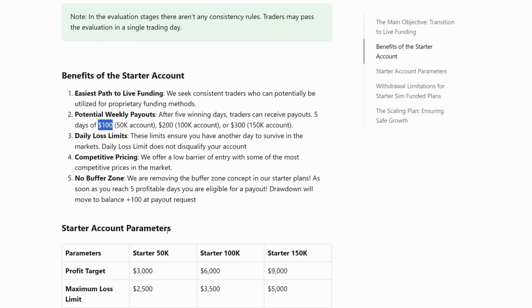Now, something else that makes this account very, very appealing, no buffer zone, which means you don't have to make, let's say, $2,000, and then you can withdraw anything above, AKA the buffer zone. With Take Profit Trader, as long as you have 5 winning days of $100 or more, then you can request a payout. However, they do require you to leave $100 in the account. So if you only made $500, the max you would be able to withdraw would be $400.